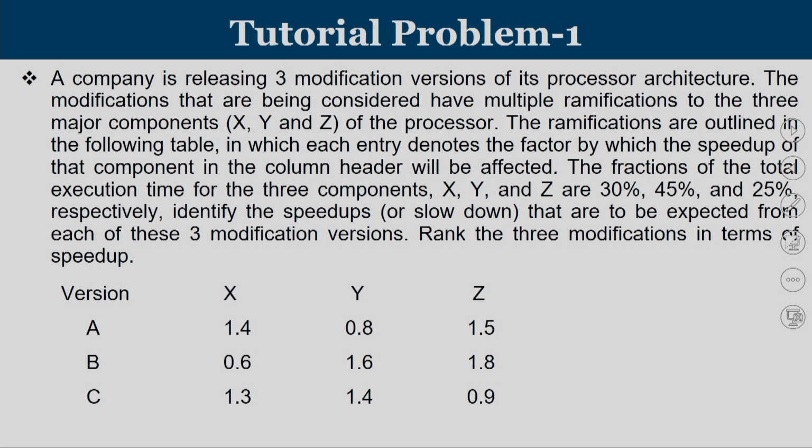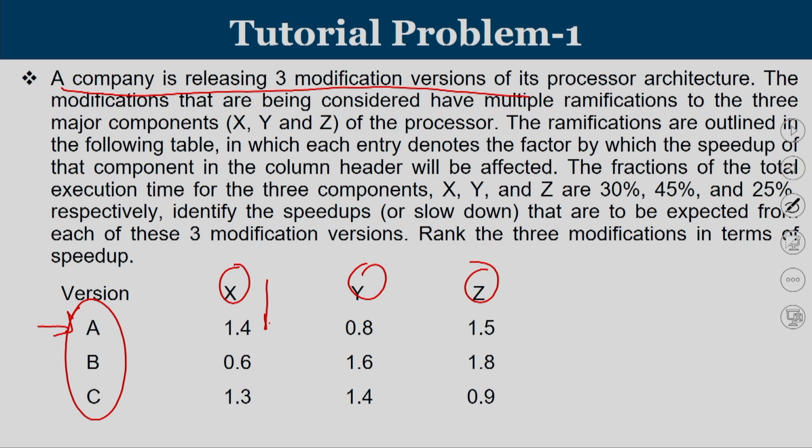So, the question that is given here, I would like to redraft. A company is releasing 3 modification versions of its processor. So, these are the 3 versions that are mentioned. Now, version A, if you try to implement version A, there are 3 components in the processor, component X, Y and Z. X will be speeded up by 1.4 times, Y will be speeded up by 0.8 times and Z will be speeded up by 1.5 times. So, any number less than 1 means it is actually slowing down.